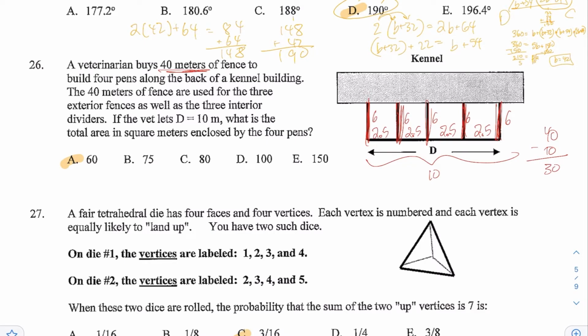So each of these pens will be 6 by 2.5. Now, to figure out the area by all 4 pens, you have the height of 6 and a base of 10. So the area is going to be base times height, or 6 times 10, which will be 60. Choice A.